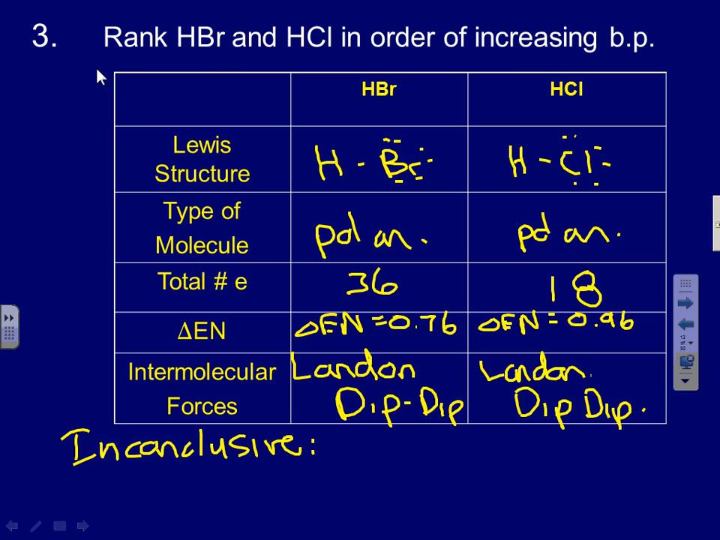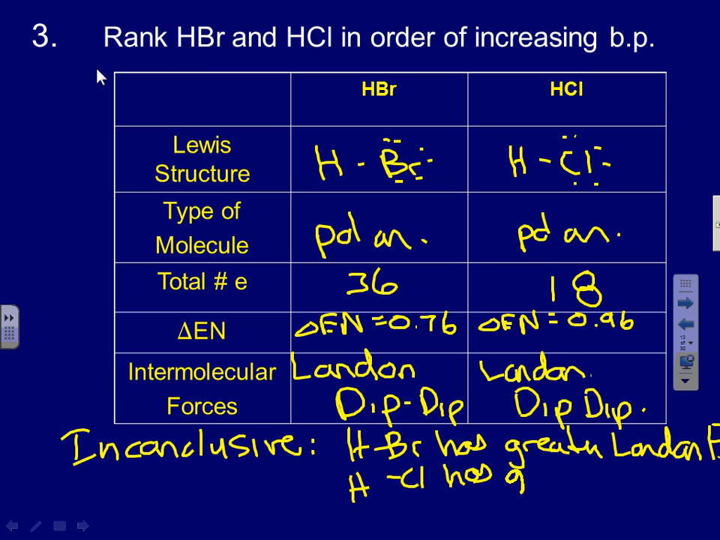Inconclusive, right? HBr has greater London forces, and HCl has greater dipole-dipole interaction. All right? So we can't tell. From what I've taught you, we have inconclusive at this point.